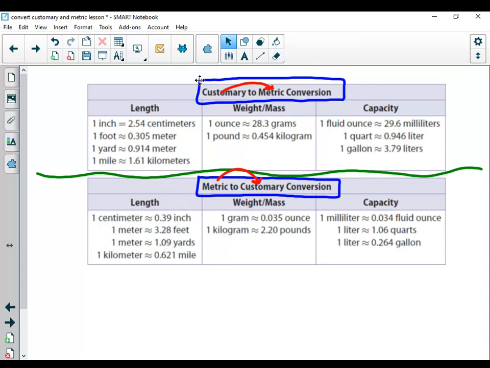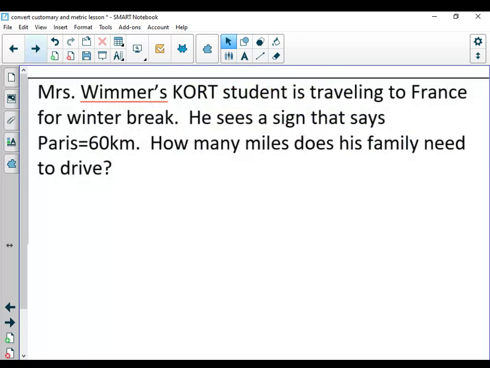So the first box says, Miss Wimmer's court student is traveling to France for winter break. This was actually true 2 years ago. His name is Alex. We did this lesson before break that year, and he was going to France with his family. He sees a sign that says Paris equals 60 kilometers. Kind of like you might see a sign that says Monticello 8 miles. He was 60 kilometers away from Paris. How many miles does his family need to drive?